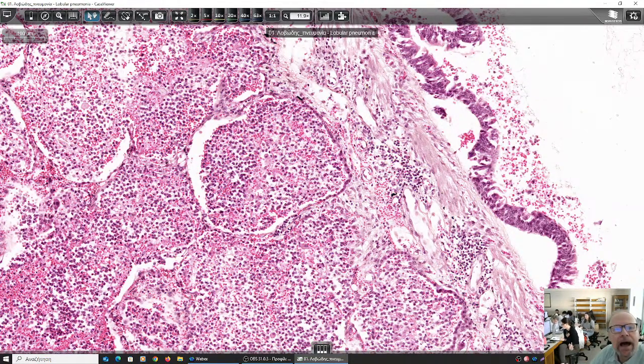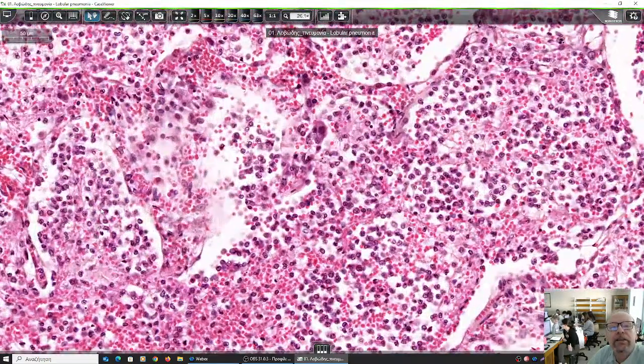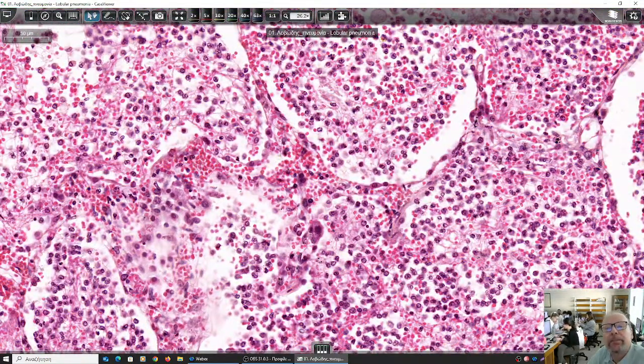So let's have a look at the congestion. Here it is. You see how many red blood cells are evident in these septae. This is how inflammation begins. And which is the next step of inflammation, as we have discussed in our lessons? It's the margination of the white blood cells and their transendothelial migration to what is nearby, the microvasculature.